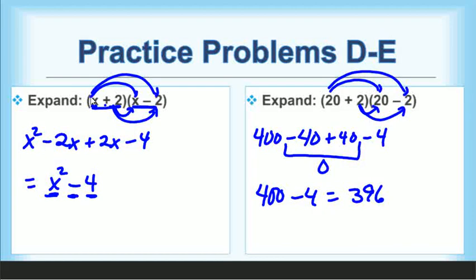396. That's our lesson today on areas of rectangles with variable dimensions and products of binomials.